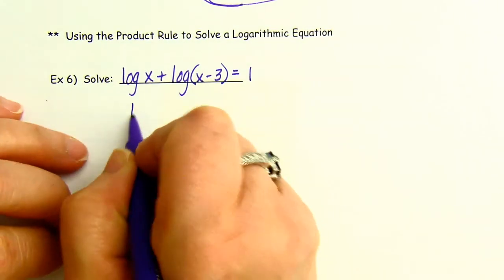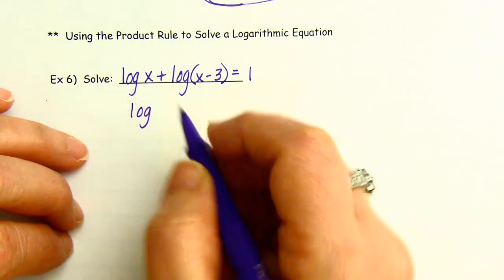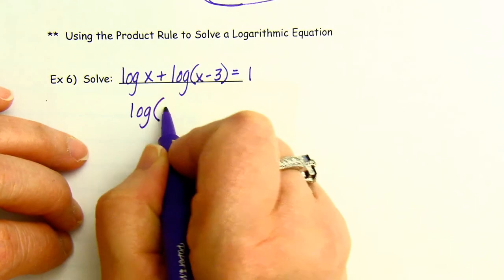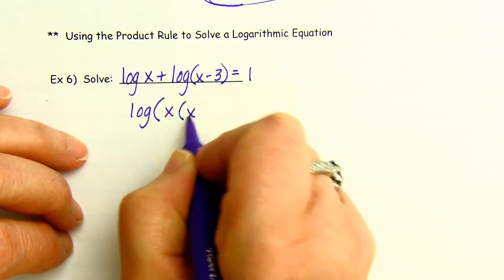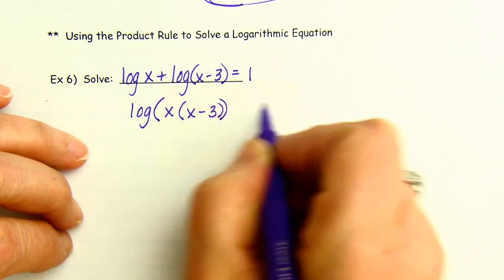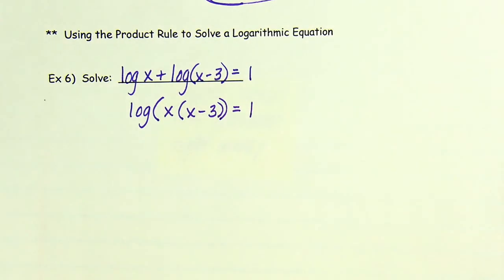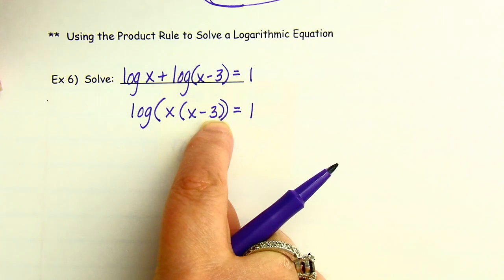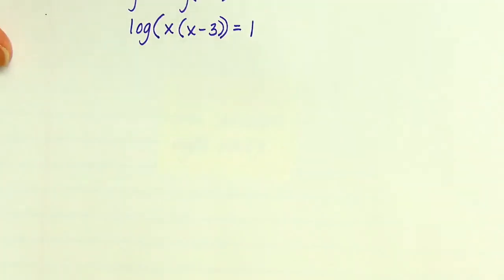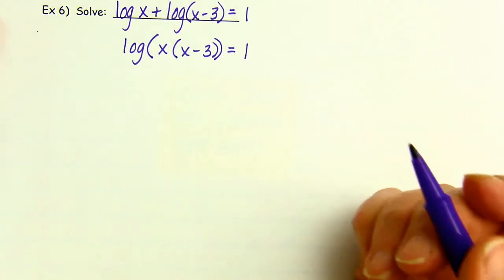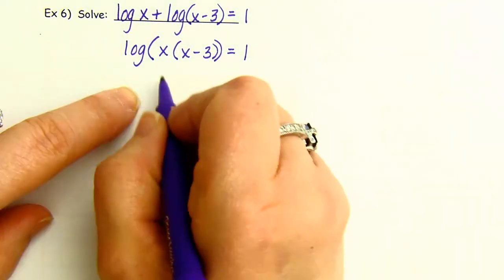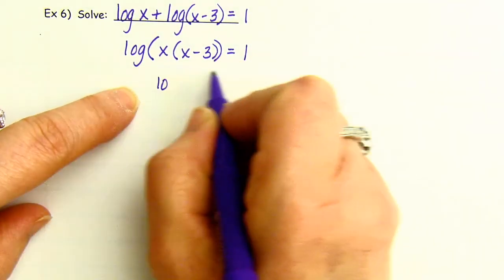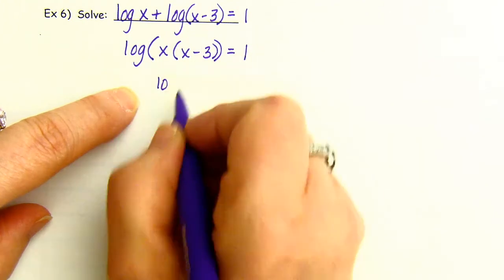All right, so this becomes log, and remember, this is base 10. This is log of x multiplied with x minus 3 equals 1. Now, keep in mind, I'm solving this for x, so you are going to have to multiply this. All right, let's see what this is going to look like. I'm going to convert it to exponential. My base is 10, right? So this is 10 to the power of 1 equals this product.